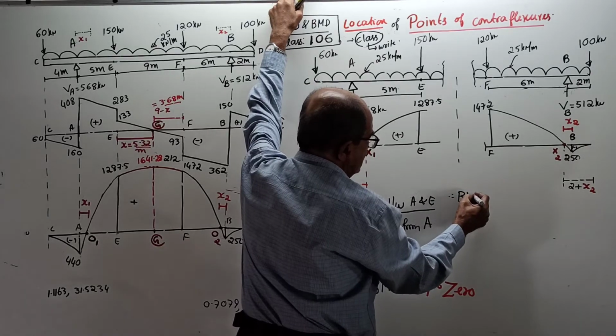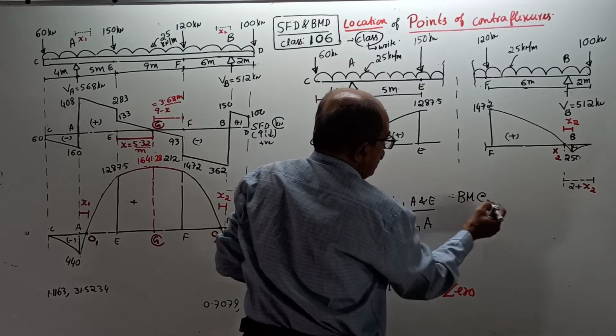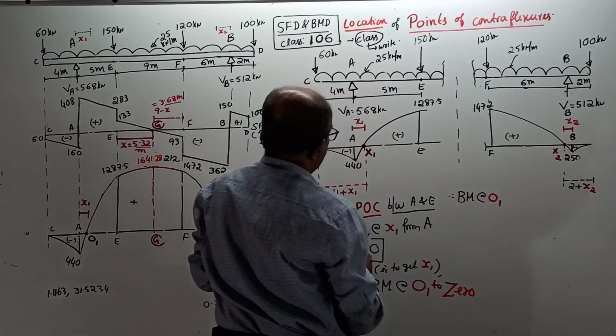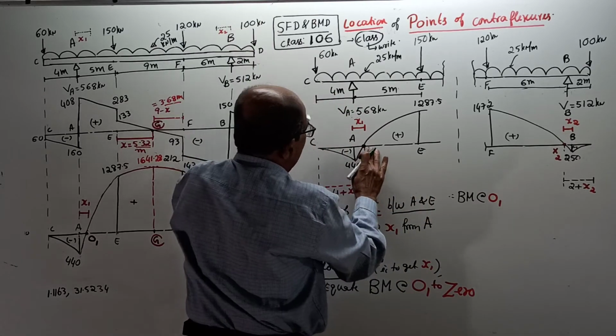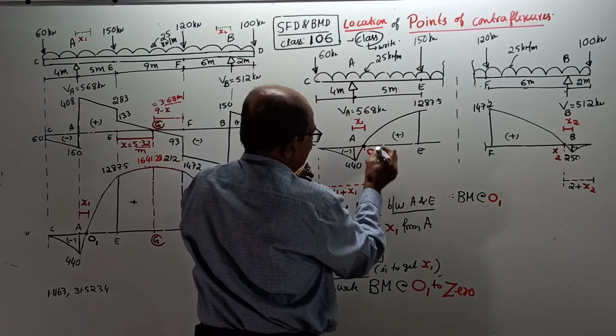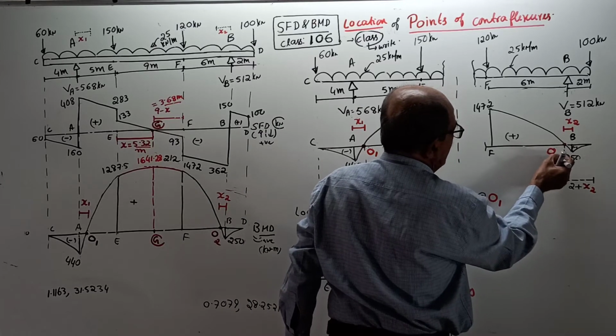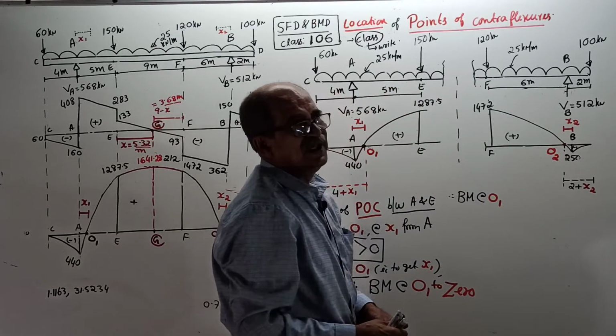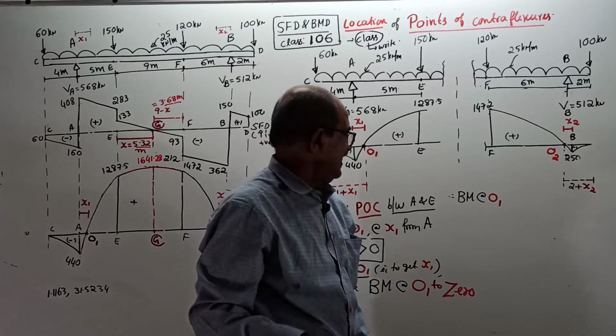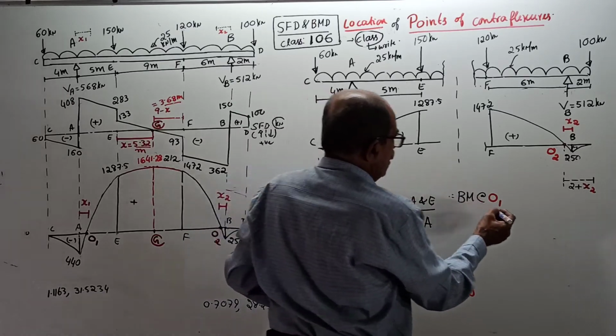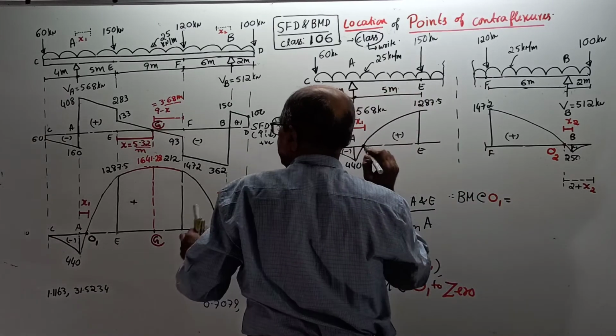Bending moment at O1, at this I put x1 here. I am changing to O1. Sometimes such small things happen. I always prefer O1, O2 for contraflexure, no x1, x2. I prefer O. Okay, bending moment at O1 equal to, write the bending moment here.